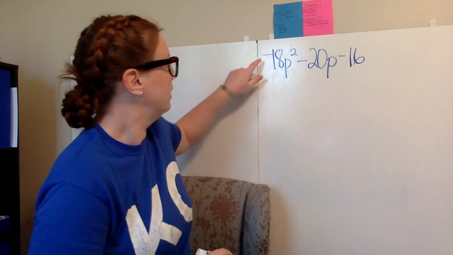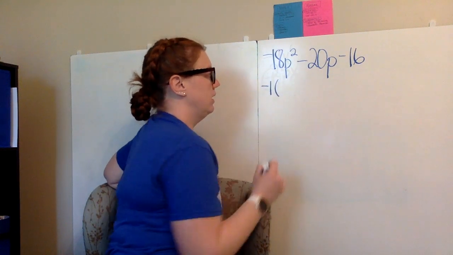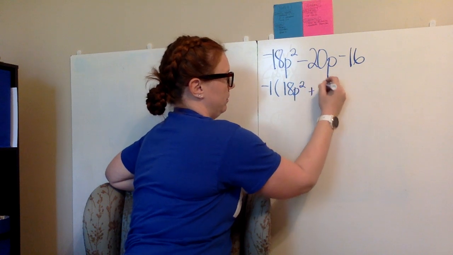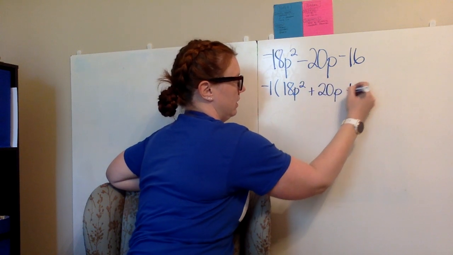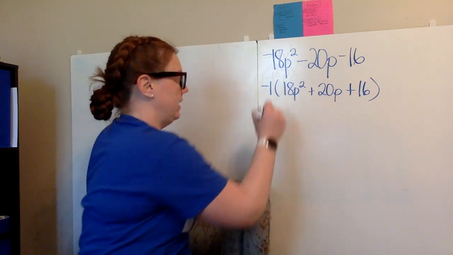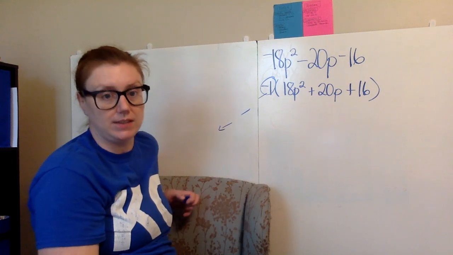First thing, negative leading coefficient. Let's take that out. Negative 1 leaves behind positive 18p squared plus 20p plus 16. Everything changed behind it. I'm going to draw a reminder to myself that I took out that negative, for later.